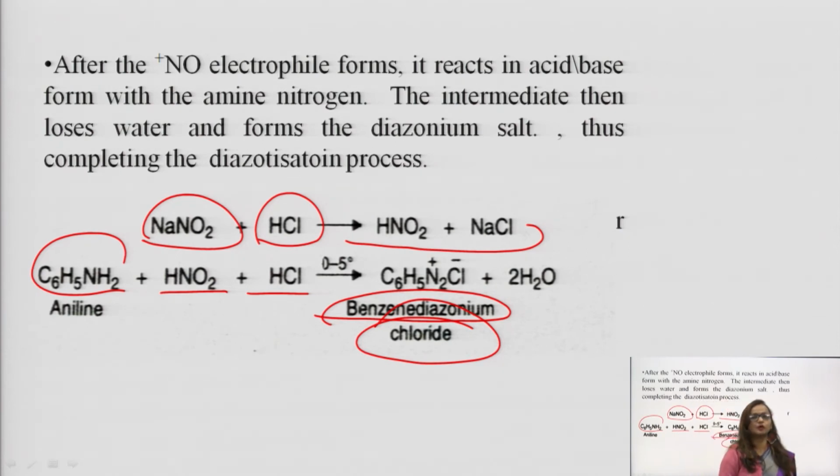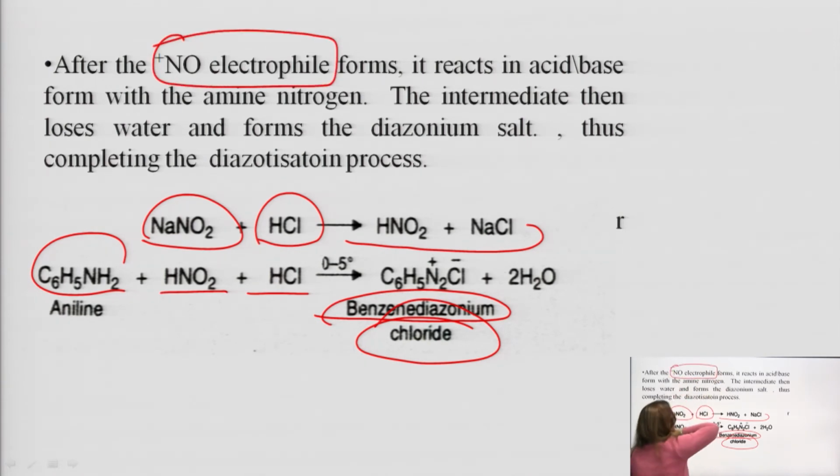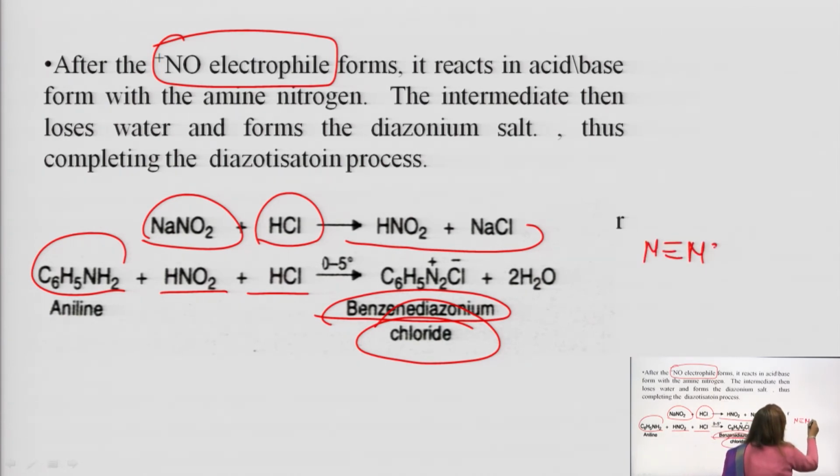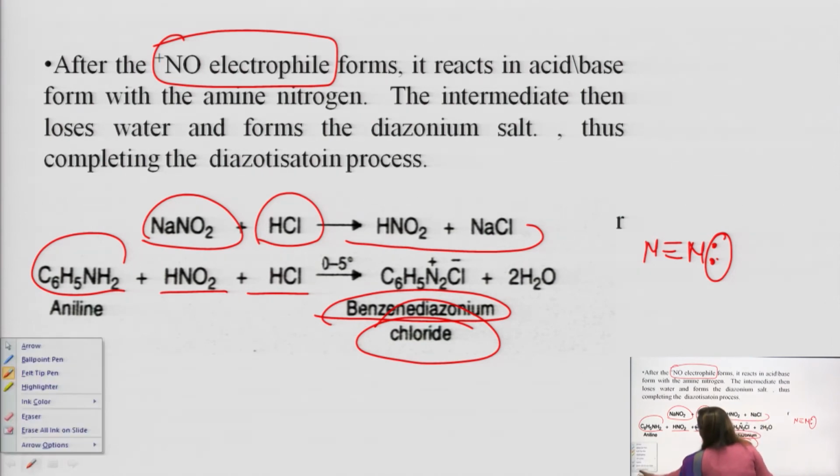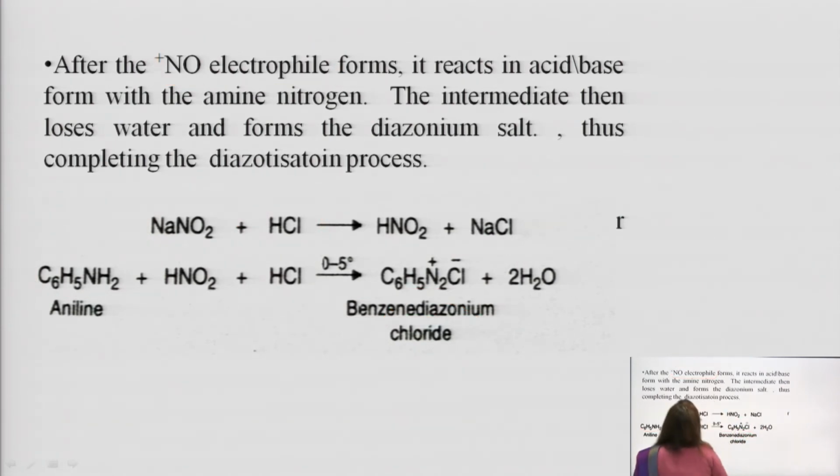Now, the question is, what is the mechanism behind that? What is the chemical moiety which interacts with this aniline and forms the benzene diazonium chloride? The interacting or active moiety is the NO plus electrophile, because in diazonium salt this has a lone pair of electrons. So, the basic moiety which attacks this aniline to form the diazonium salt is NO plus, right?